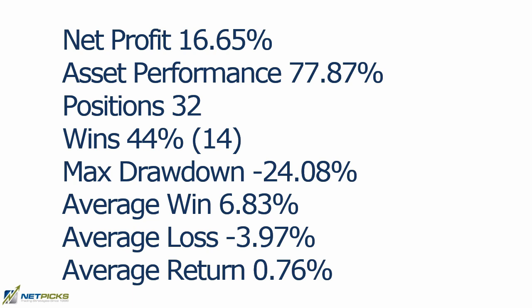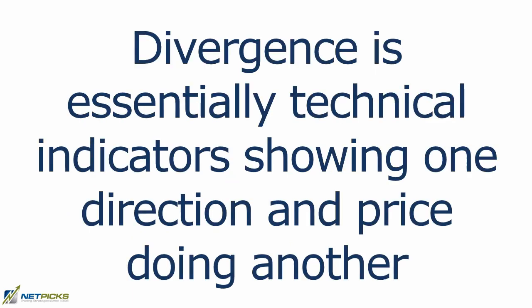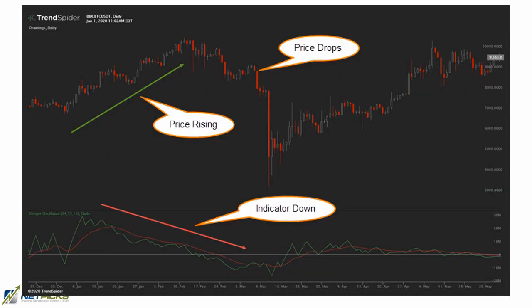crossover. Well, let's look at divergence. And what is the divergence? Essentially, it's when a trading indicator shows one direction and price does another. In this chart here, we can see that price is heading up while the indicator has crossed the signal line heading towards zero. That would be called bearish divergence. Bullish would be the opposite.